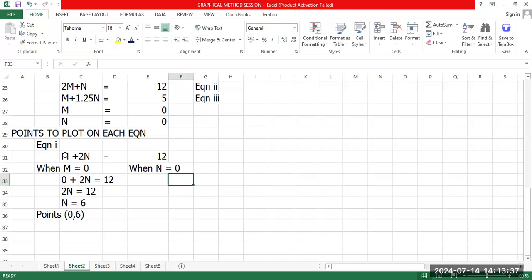So when n is equal to 0, substitute in your equation. This is our equation. Where we have n, we put 0. It will be m plus 2 times 0, which is equal to 12. Then m plus 0 is equal to 12, implying that your m is equal to 12. So here are the points you have.